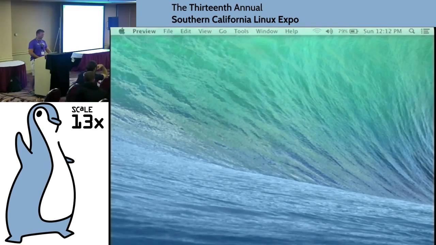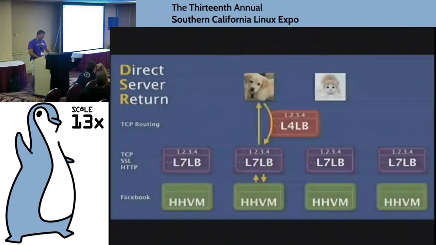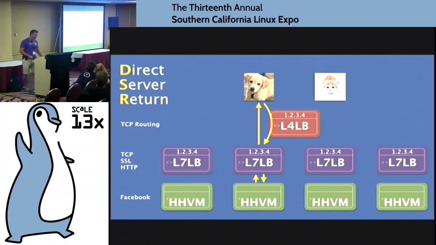Oh, sorry, what was your question? Say it again, please. So no matter which layer 4 load balancer it gets routed to, it will get routed to the same layer 7, correct? Correct.